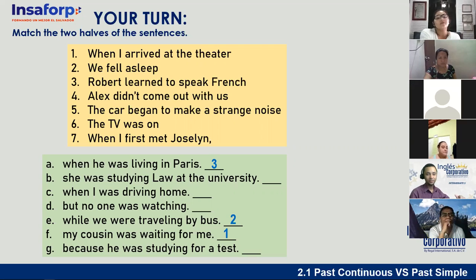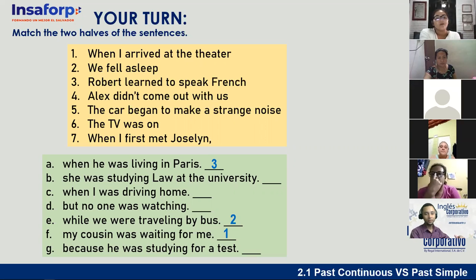Alex did not come out with us because he was studying for a test. Okay. Alex didn't come out with us because he was studying for a test. Very good, Olivia. Sonia, please, number 5. The car began to make a strange noise when I was driving home. Okay. Pronunciation: the car began making a strange noise when I was driving home. Correct, very good.